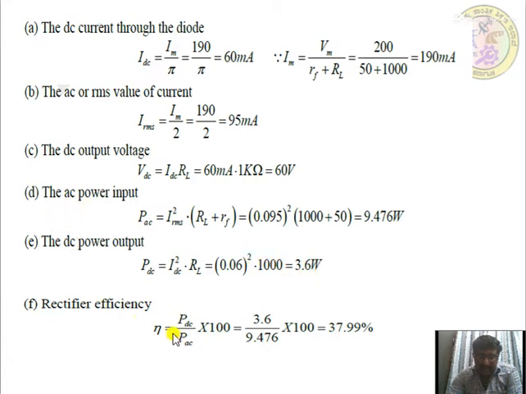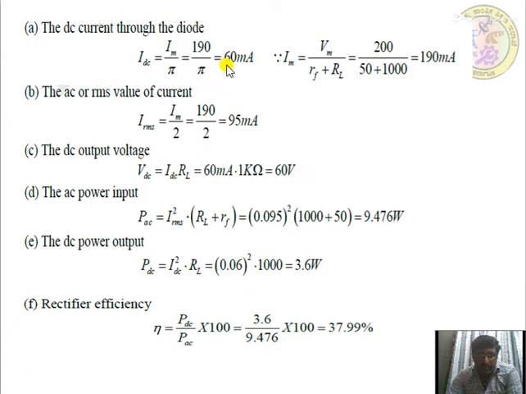The rectifier efficiency is PDC by PAC into 100. PDC we got as 3.6 and the PAC value is given as 9.747, into 100. We will get 37.99, so it's nearly 40%. In this fashion you should calculate the values, and you should remember the formulas.